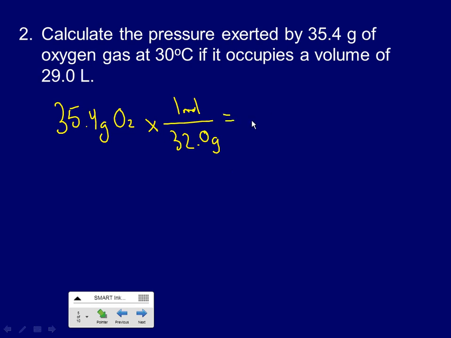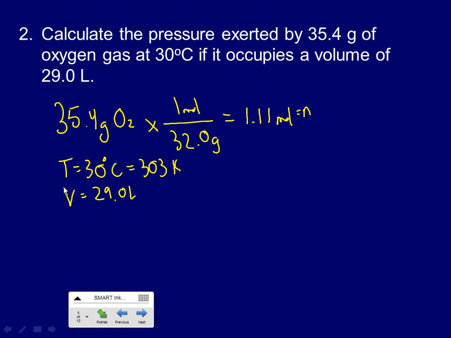How many moles is that? I need 3 significant digits. 1.106, 1.11 moles. Very good. That's n. T, 30 degrees Celsius. Again, I don't like that number, so right away I fix it. 303? 303. I've got a V, 29.0 liters. That's a good unit. So now we're ready to fill it in.